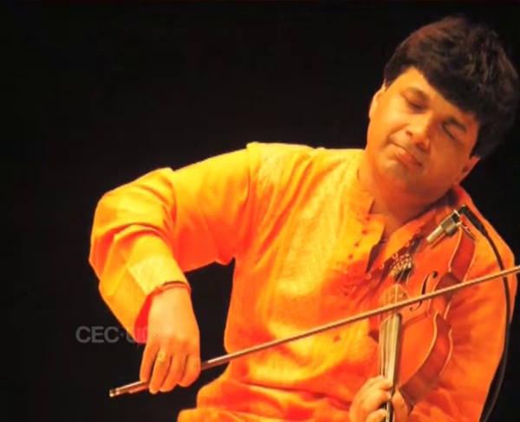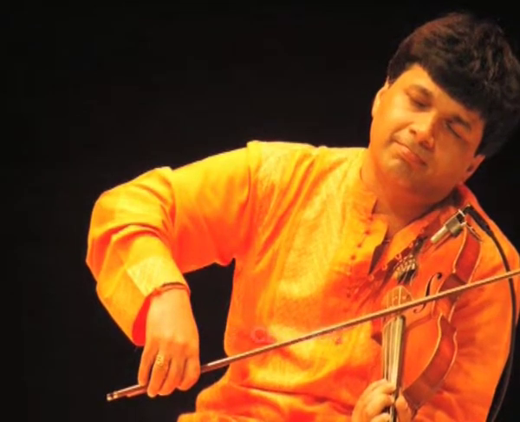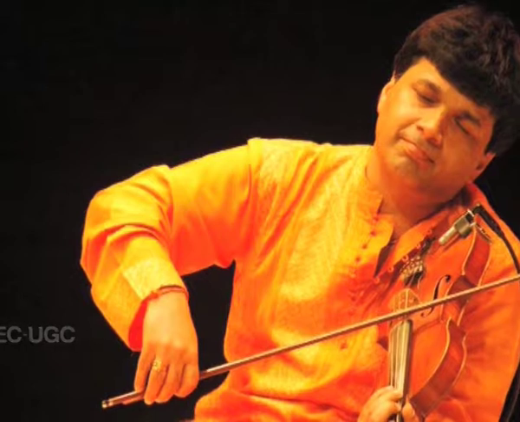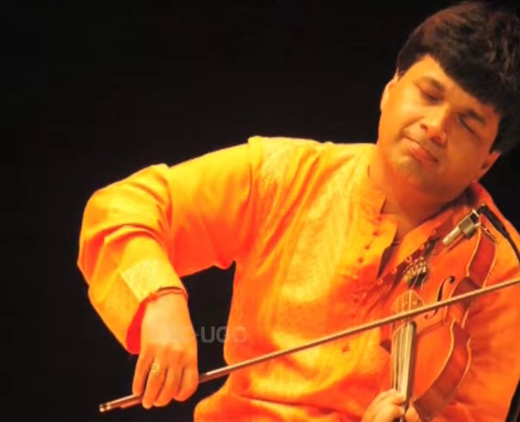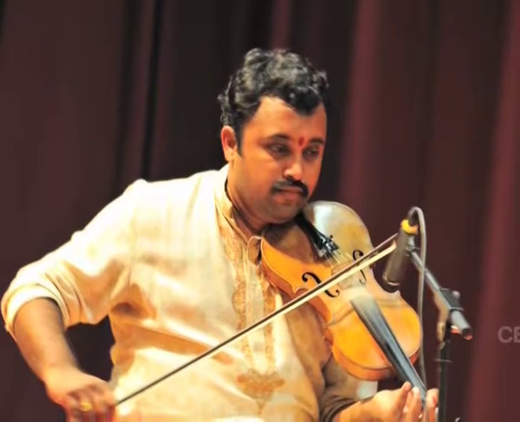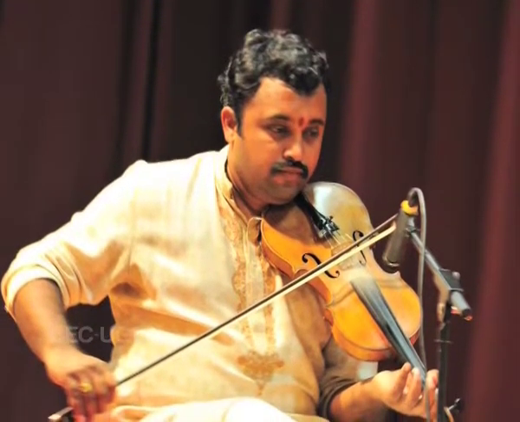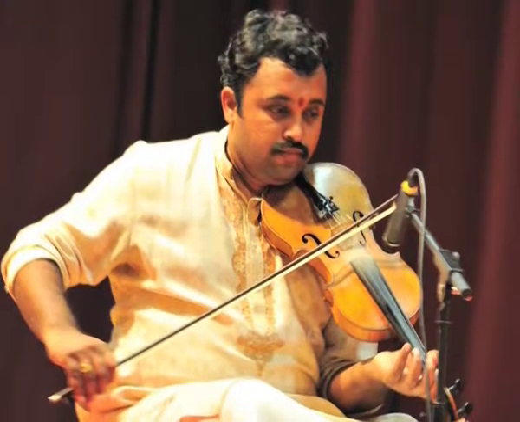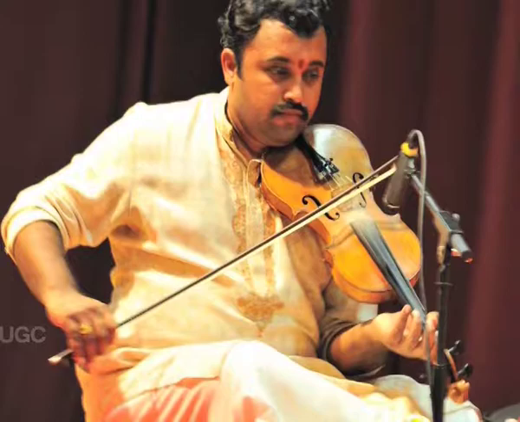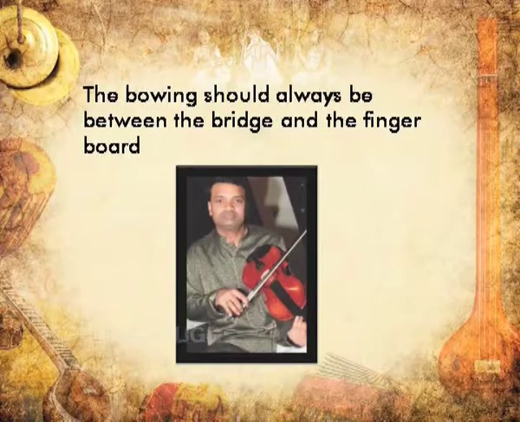The bow is held in the right hand, the thumb resting near the base of the nut so as to avoid slipping of the bow up and down. The index finger should slightly press the bow. The little finger relieves the pressure and the middle 2 fingers help in the process of bowing as a whole. The bowing should always be between the bridge and the fingerboard.